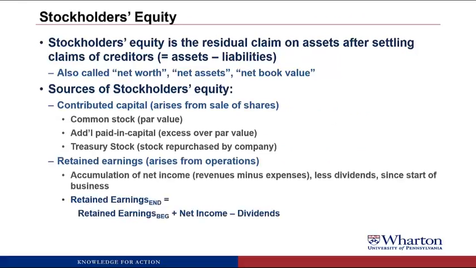The other source of stockholders' equity is retained earnings, which arises from operating the business. This is the accumulation of net income, revenues minus expenses, less any dividends since the start of the business. And again, as we had talked about in prior videos, retained earnings at the beginning of the year plus the net income minus dividends equals retained earnings at the end of the year.